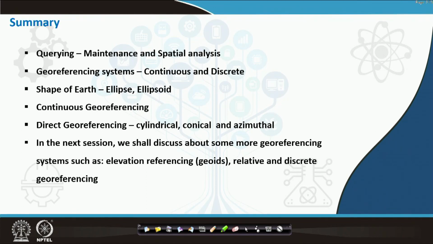In the next class we would discuss more about the georeferencing system. For example, what do you mean by elevation referencing, which I spoke about as a disadvantage in my previous slide. Then the relative referencing and the discrete georeferencing. So when you compare all of these, you would be able to understand what kind of referencing system you should look at and why the elevation referencing system is extremely important.